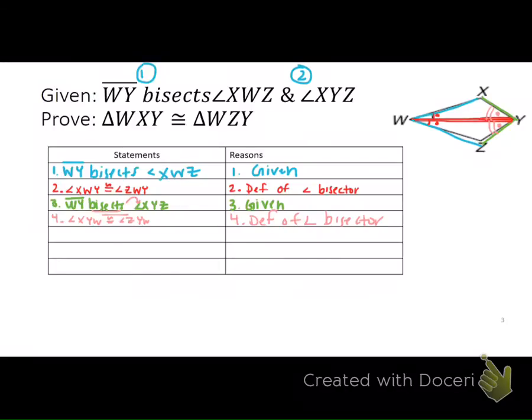No, Jill, what else do I know? Look at that step 2. Step 2 tells us we can look for reflexive, vertical angles, base angles, linear pairs, anything like that. Do we have anything like that?